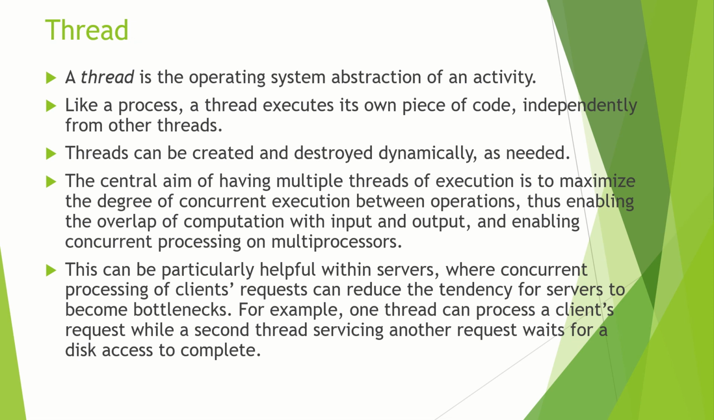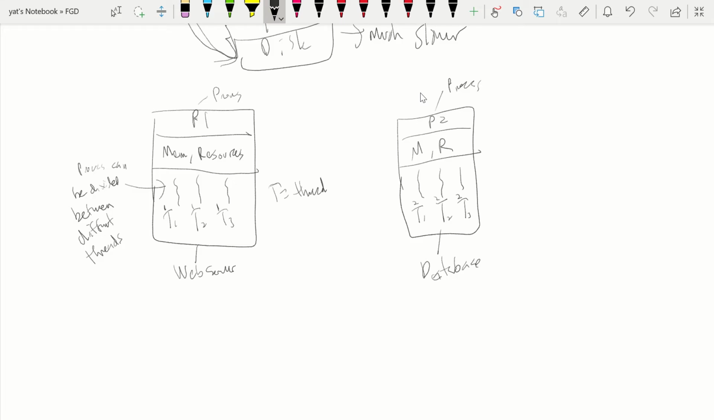So a thread is an operating system abstraction of an activity. So this is the process, the whole block. Sorry for the handwriting. This is the process. And then you have thread 1, thread 2, and thread 3 inside the process.